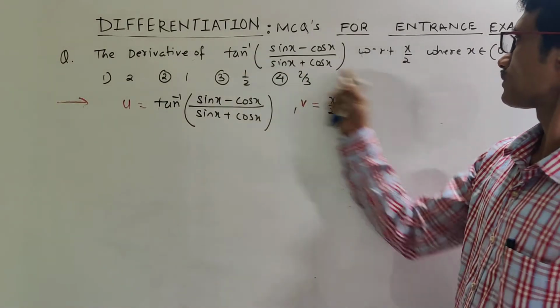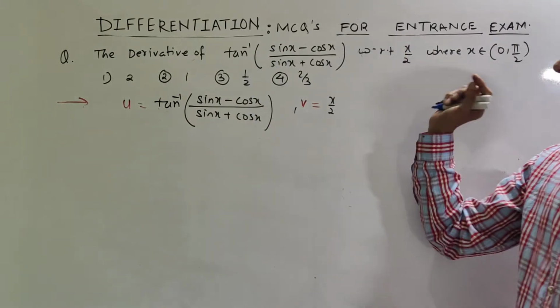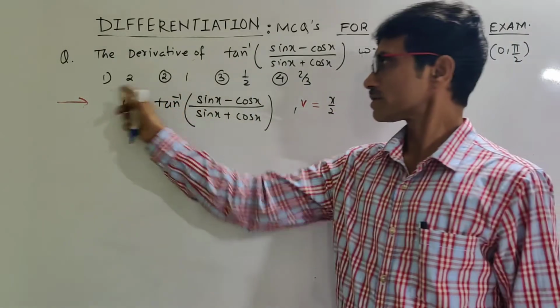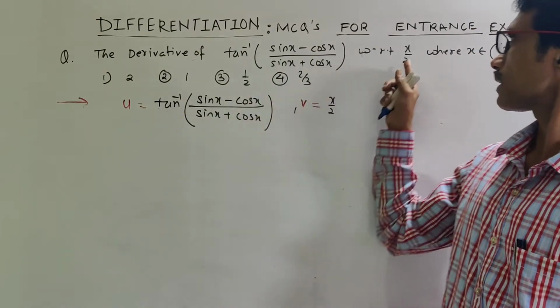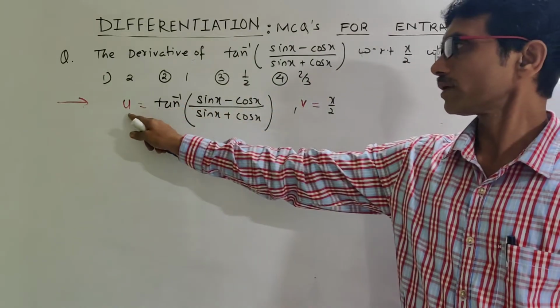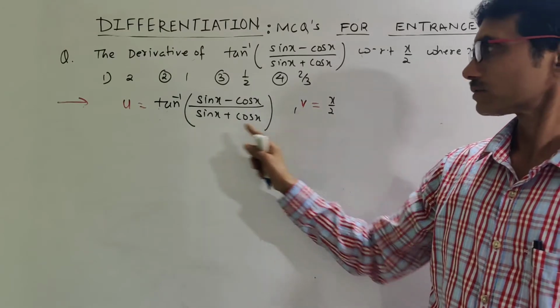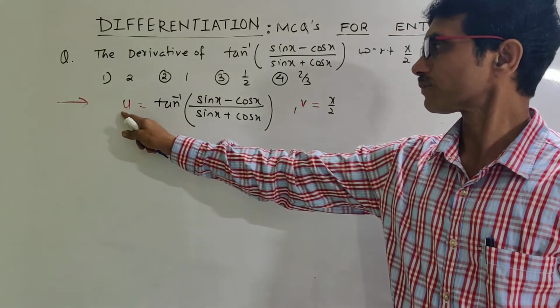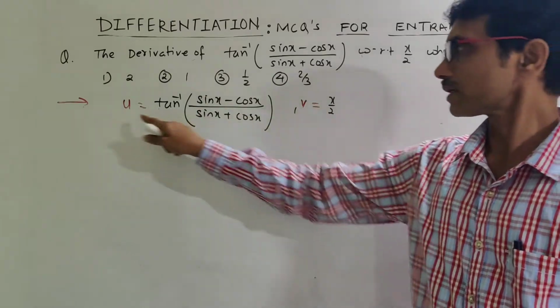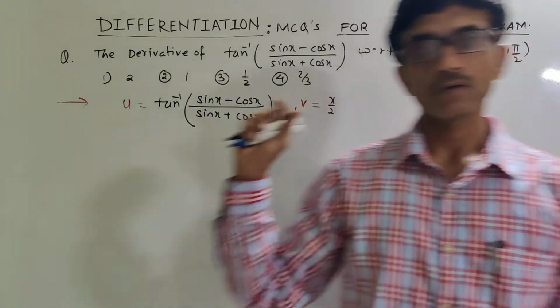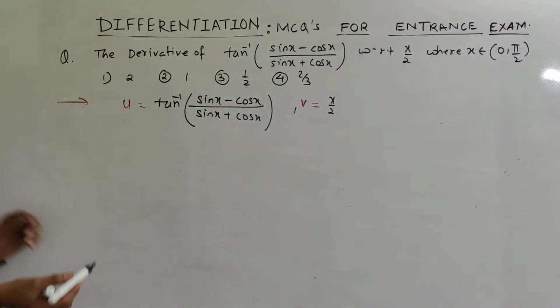Derivative of this function with respect to x by 2, these are the options. So we take this function as u and x by 2 as v. So derivative of u with respect to v. We use the parametric form, du by dx upon dv by dx, that is derivative of u with respect to v. So we find the derivative of this.